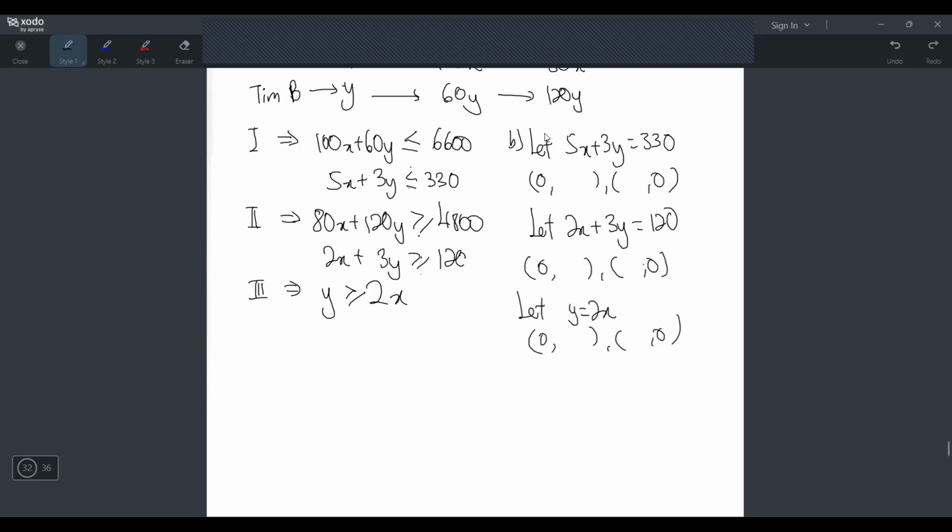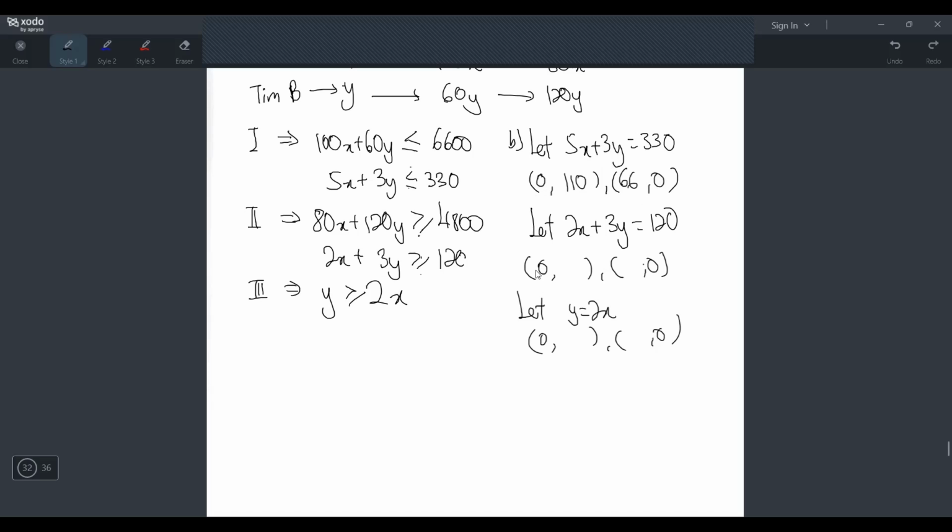Okay, what happens when x is 0? It means 0 times 5 is 0. Then your y will be 330 divided by 3, which is 110. You can use your calculator to help you. So that is your y coordinate, 110. But what if y equals 0? It means this whole thing becomes 0, and then your x will be 330 divided by 5. Let me press 330 divided by 5. My calculator gives me 66. Okay, done already.